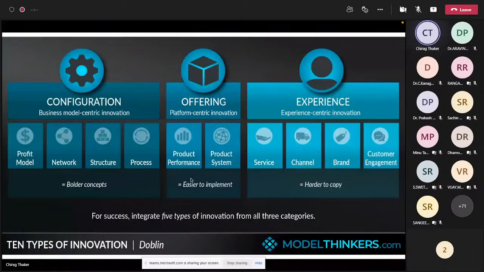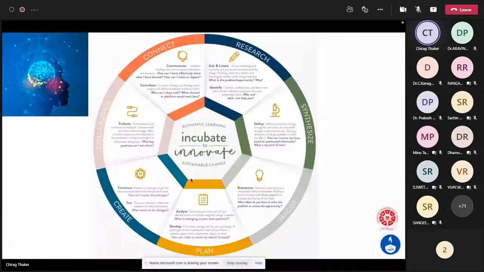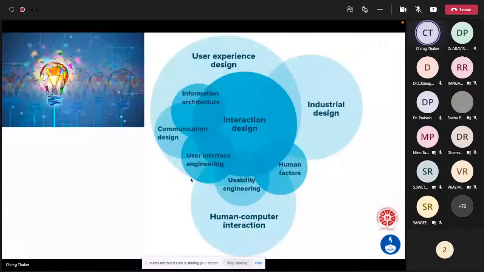So this is incubation. So it's an authentic learning. Incubate to innovate. So it is all about research, synthesize, imagine, plan, create, and collaborate. Human-computer interaction, industrial design, and user experience design, we already discussed. Basically, user experience design gives you information architecture, communication design, and user interface engineering. The HCI gives you usability engineering and human factors. But when you put them together, you come up with interaction design.